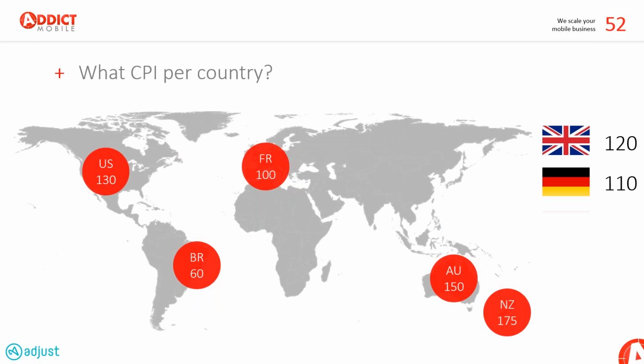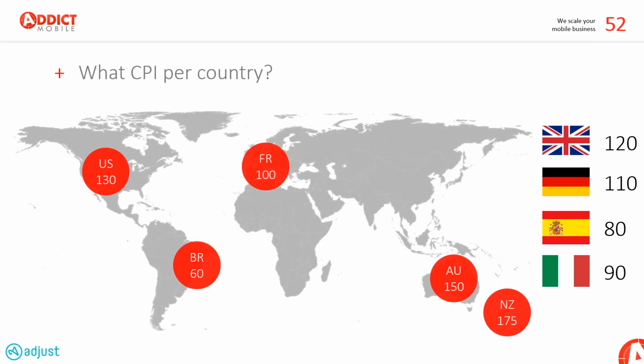So this is an example of CPI cost in every geo with a basis of 100. For example, if a CPI is $100 in France, it will be $130 in the US and 80 in Spain. So you will also build your media strategy depending on the CPI in every country.